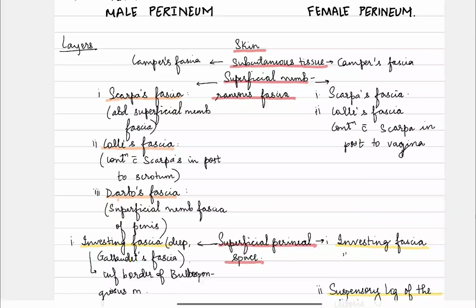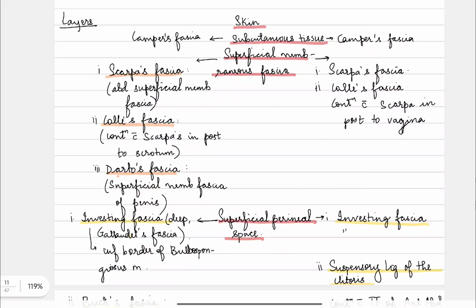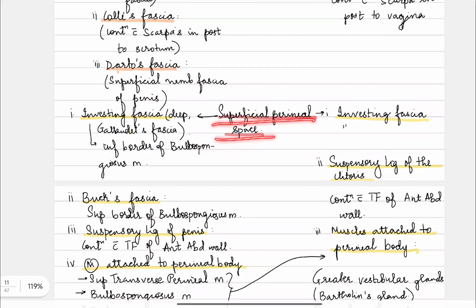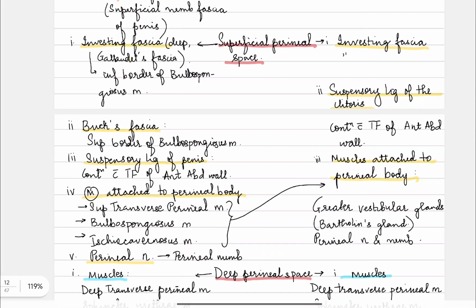Fine. Now these fascia are of superficial membranous fascia. Now next layer is superficial perineal space. In this, there is investing fascia, which is deep, and Gallaudet's fascia, which is inferior to bulbospongiosus muscle. Okay. In female also there is investing fascia.